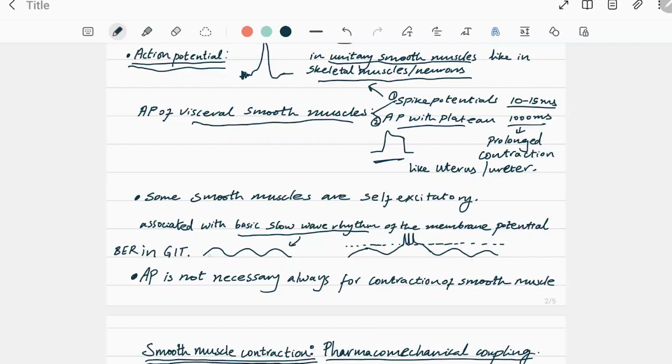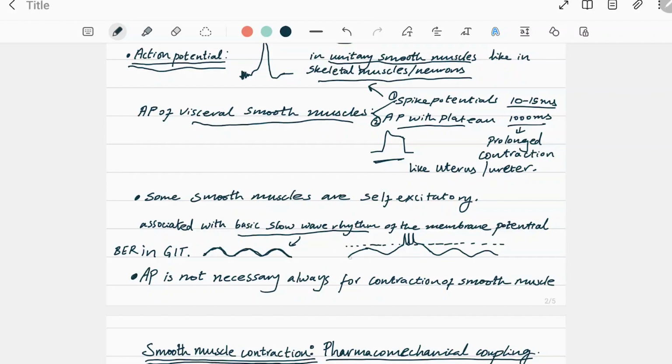So there will be a change in the permeability to different ions. Calcium will enter into the cell during a slight depolarization, and then the sodium potassium ATPase pump will work more and make the cell negative again. So this fluctuation between calcium and sodium potassium causes this kind of fluctuation. This is your basic slow wave rhythm.